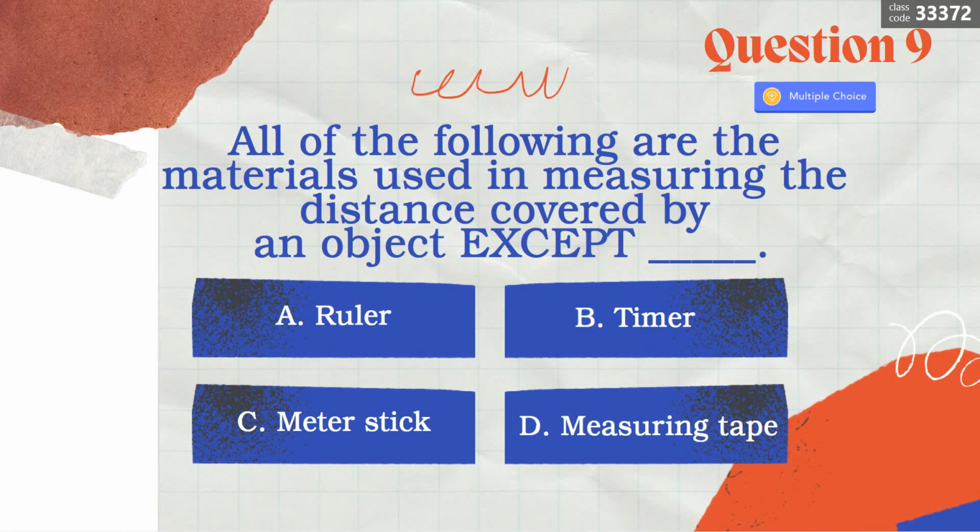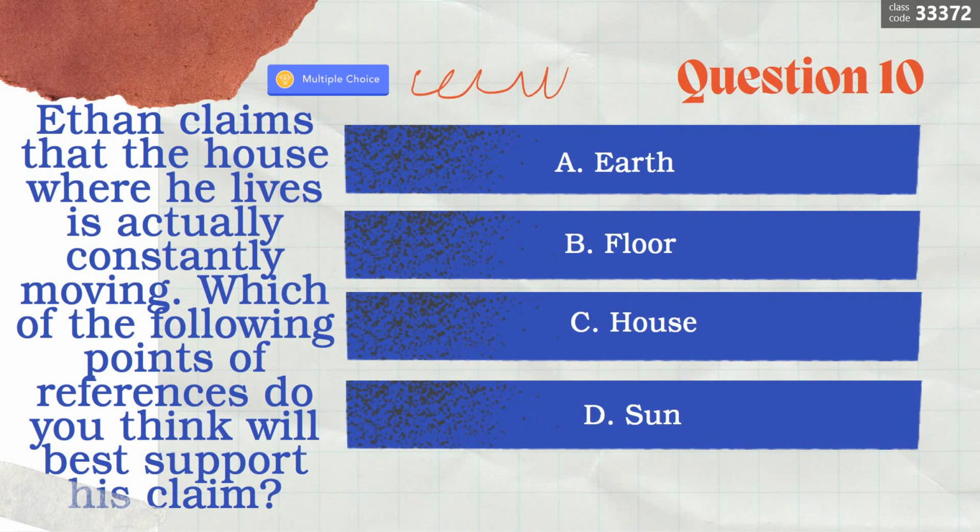Number 9 question. All of the following are the materials used in measuring the distance covered by an object, except blank. A, ruler, B, timer, C, meter stick, or D, measuring tape? Very good. The correct answer here is timer, letter B. Let's move on with question number 10. Ethan claims that the house where he lives is actually constantly moving. Which of the following points of reference do you think will best support his claim? A, earth, B, floor, C, house, or D, sun? Very good. It's letter D, sun.